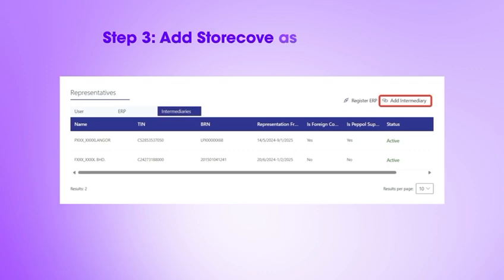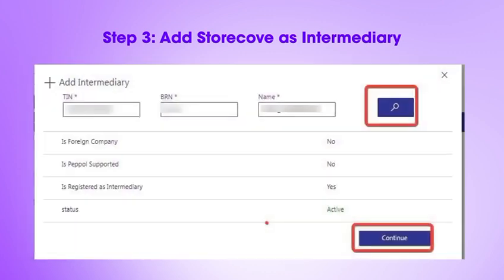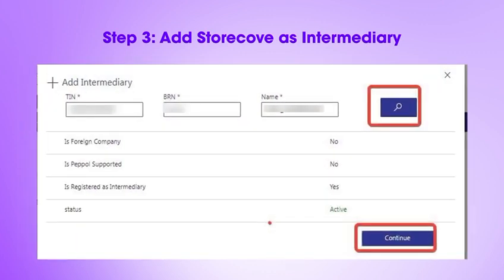Step 3. Add Storecove as intermediary. Click on Add Intermediary. Enter TIN, BRN and name in the respective data fields for Storecove. TIN, BRN, name: Storecove Malaysia SDN BHD. Click on the search icon. Note, TIN, BRN and name should be correct.